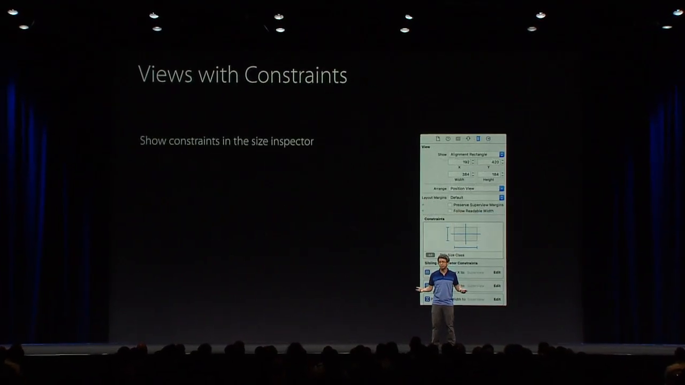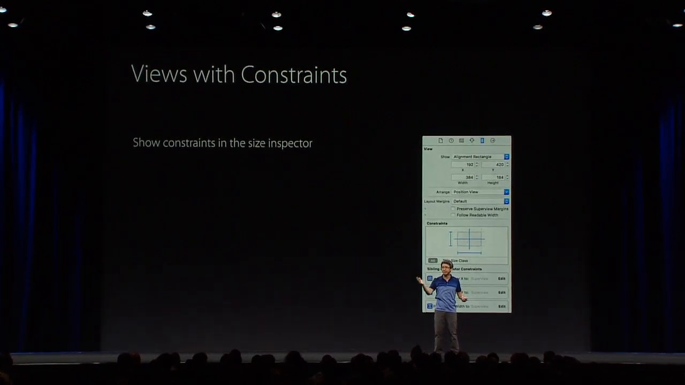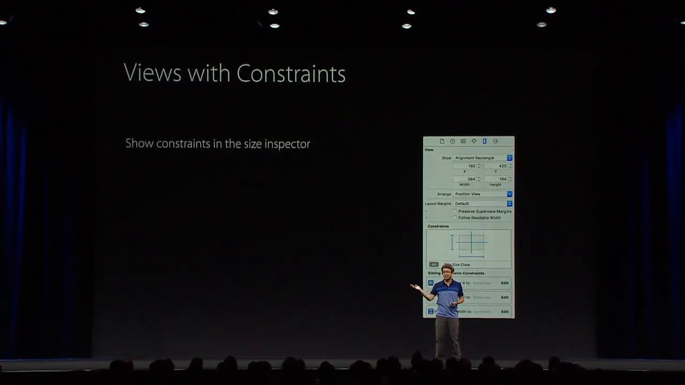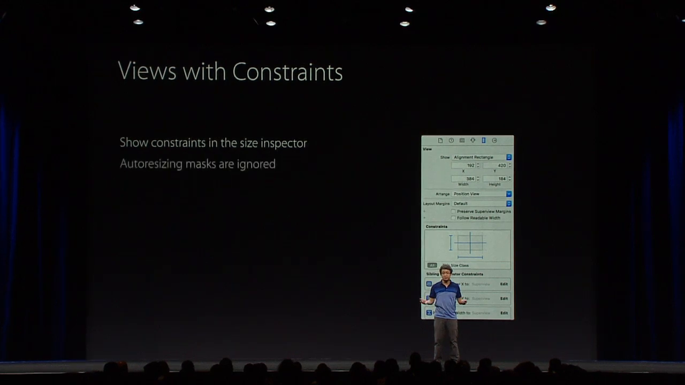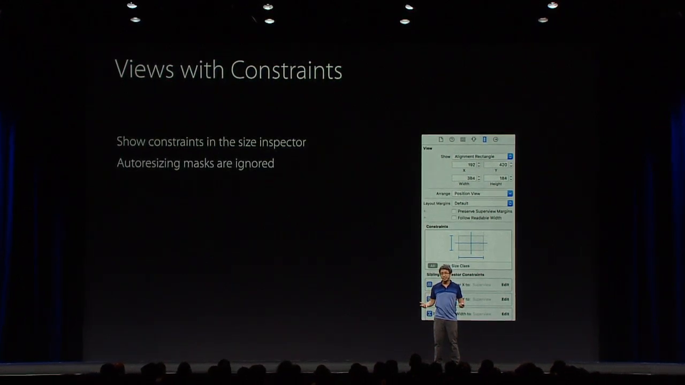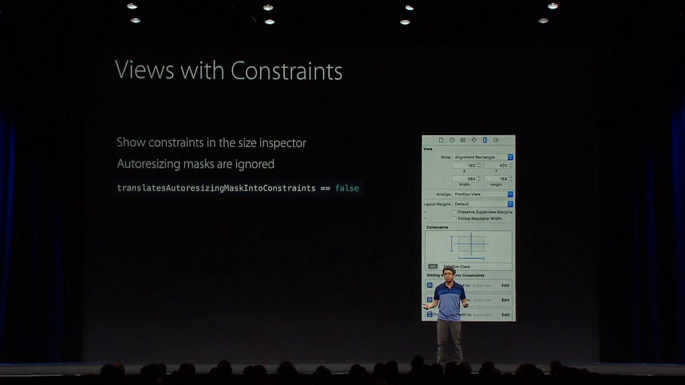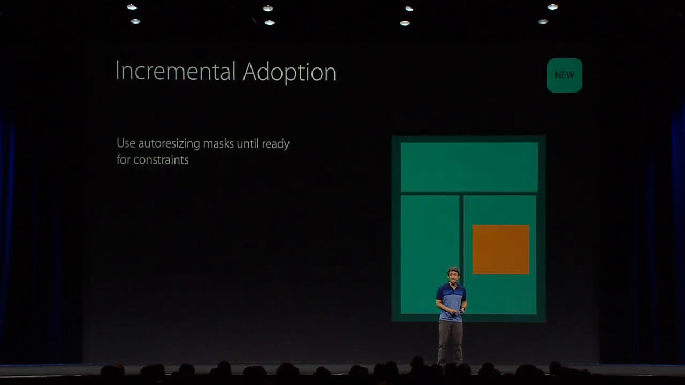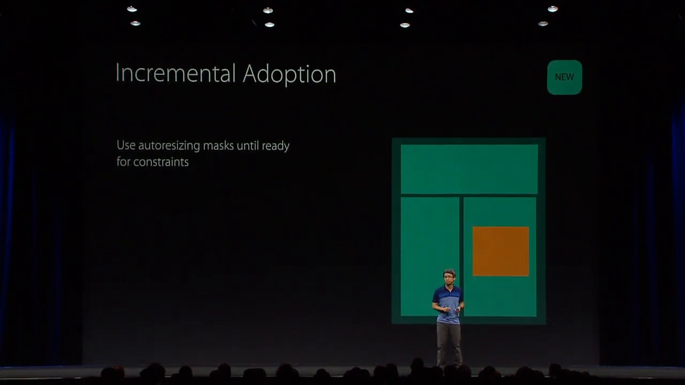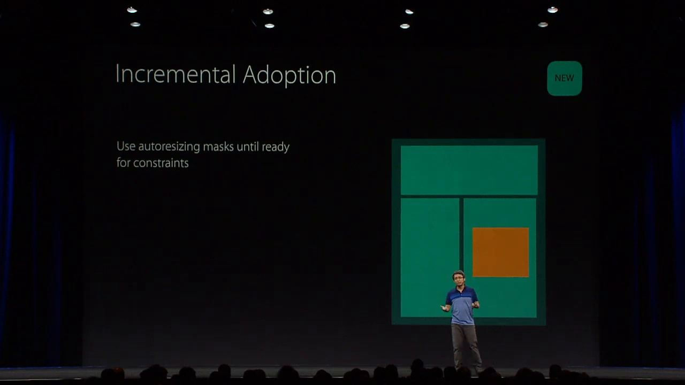What about for the views that you've added constraints to inside of Interface Builder? They're going to be the same as before. You click on the view, you're going to see all the constraints that are affecting that view. Auto resizing masks are going to be ignored, and translatesAutoresizingMaskIntoConstraints for these views will be false. So, putting all this together back to the original problem, we can incrementally adopt auto layout by first starting with auto resizing masks to do the simple resize behavior, and then add constraints for the more sophisticated behavior. And that gives you greater flexibility.